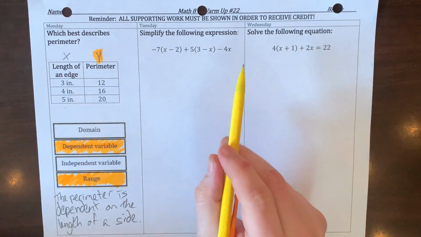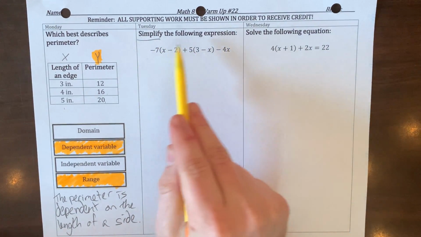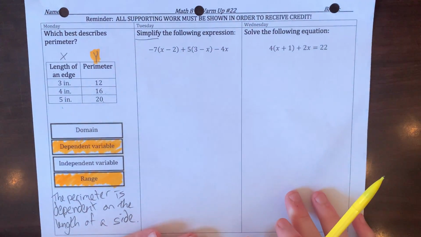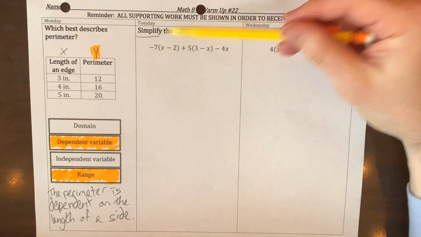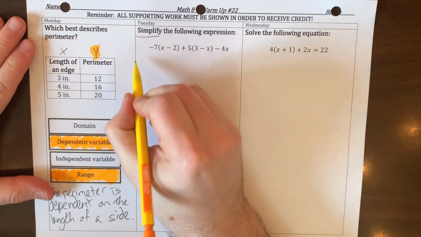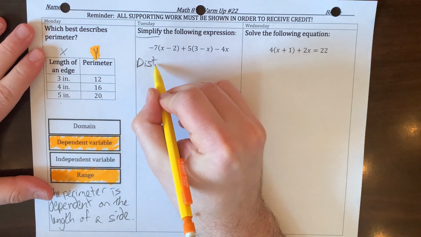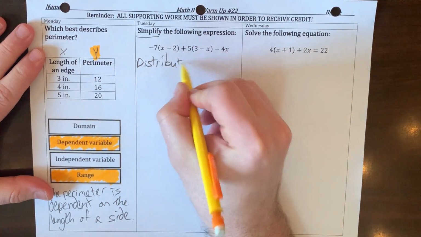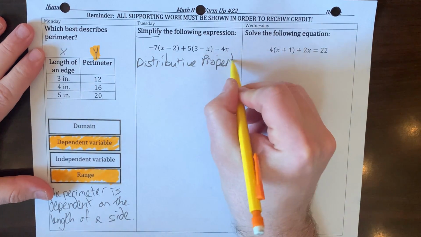So anytime we're working with expressions, we're trying to simplify it. That means it's kind of busy, there's a lot of stuff going on with it, and we want to make it look a little bit cleaner and simpler. Anytime we have this, parentheses means multiply, and so we want to make sure that we can distribute. So we want to use the distributive property. And very simply, that means this.